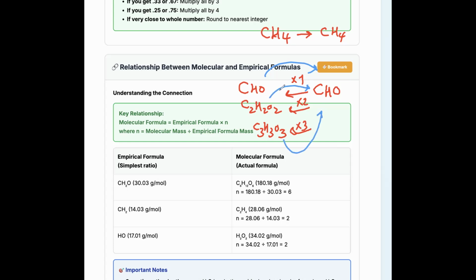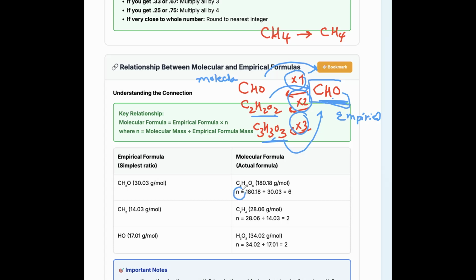So you can change all of these to the same empirical formula without me telling you anything. You just divide by the small number because the empirical for all of these is the same. The empirical of this one is CHO. The empirical of this one is still CHO. But in order to change it from empirical into molecular, you cannot do this alone. You have to multiply by a certain number. I have to tell you what this number is.